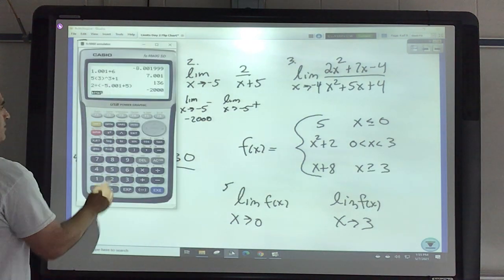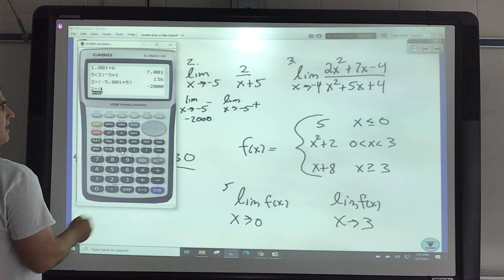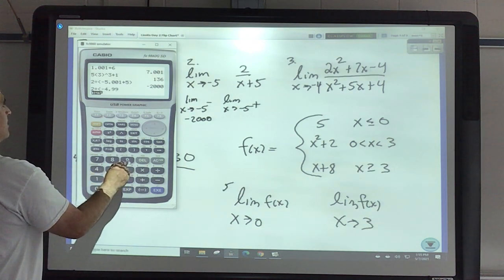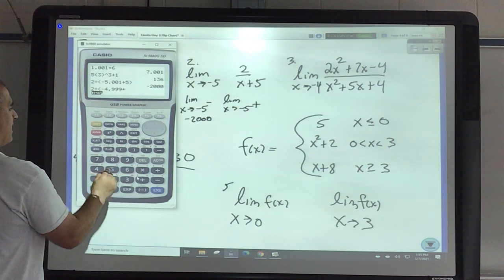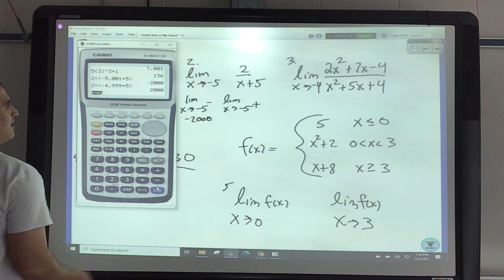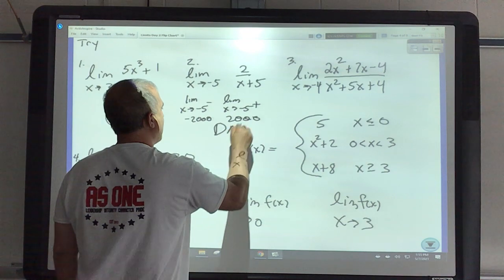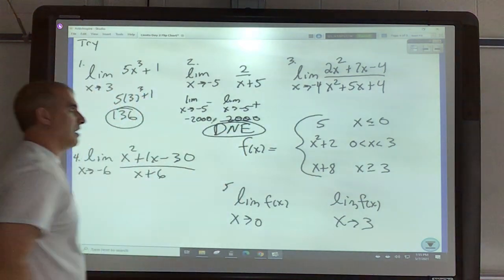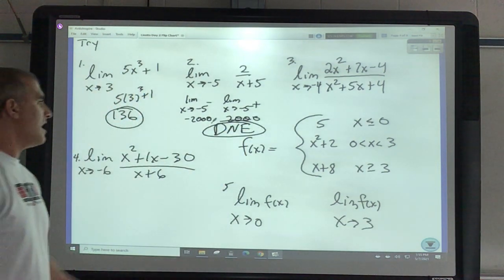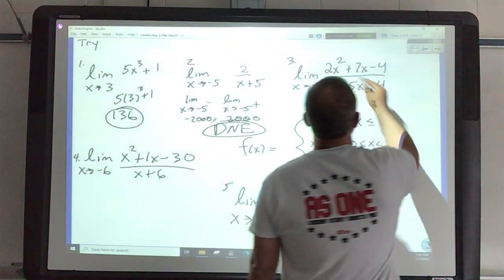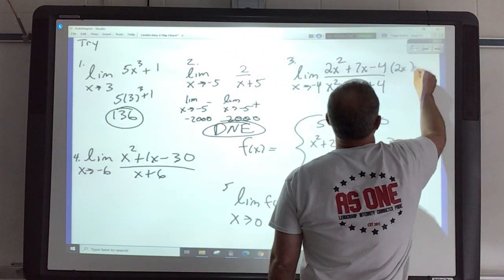All right, then I would do 2 divided by, let's say, negative 4.99 plus 5. That's going to be positive 2,000. So as you can see, there's a gap there. So this is a do not exist. Okay, all right, this next one, I would factor 2x.